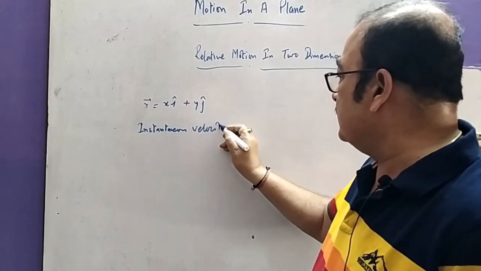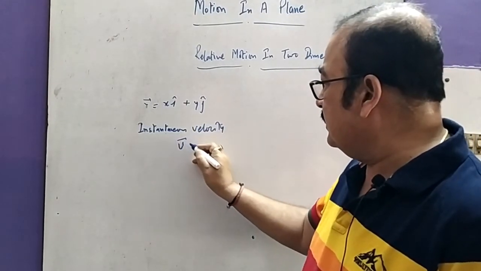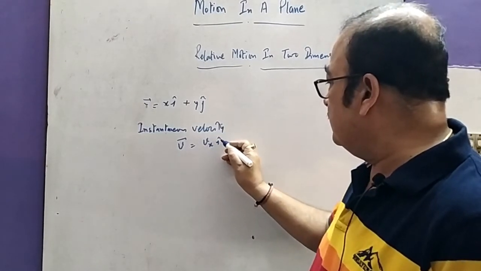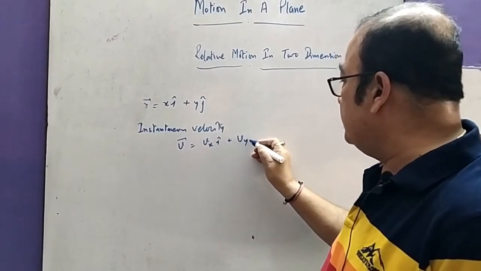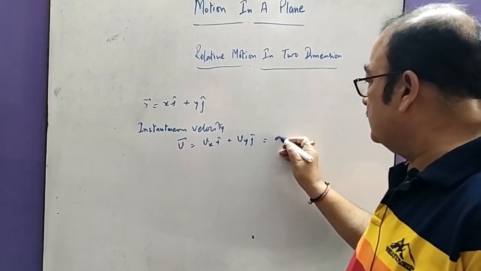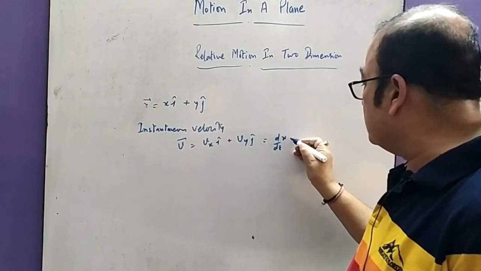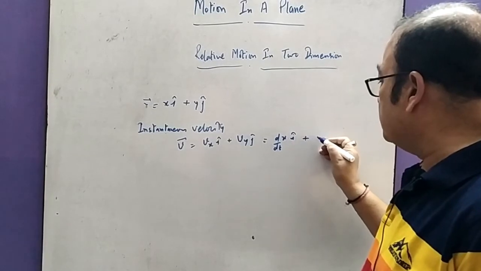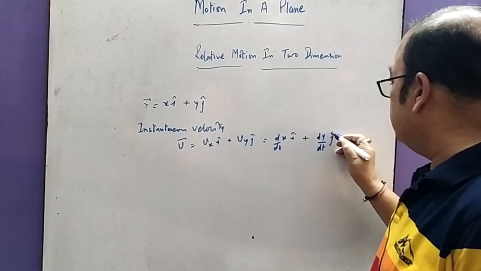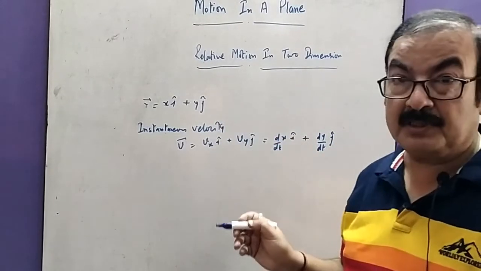Velocity at any time t in two dimensions, of course. We write v equal to vx i plus vy j. This can also be written as d upon dt of x i plus dy upon dt j. The same thing as this one. This is what we have, the instantaneous velocity.